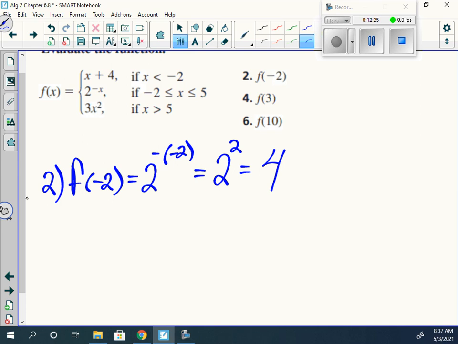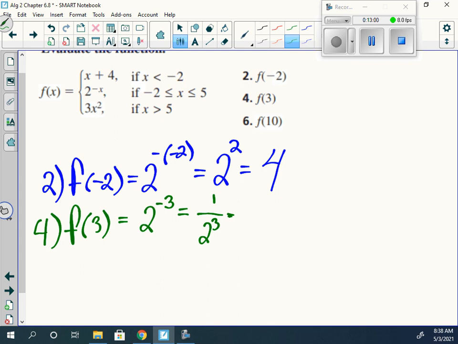Any other questions on this here? Number 4, we have f of 3. Which one would we use? 2 to the negative x. We're going to use it again because 3 is still between negative 2 and 5. Now this one here would stay negative. So 8.